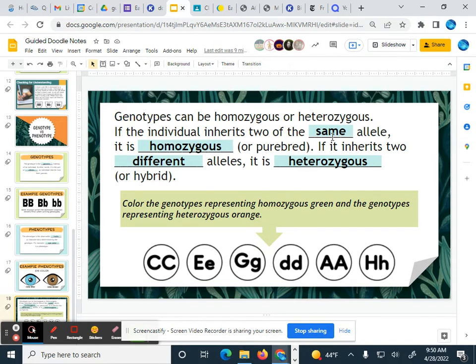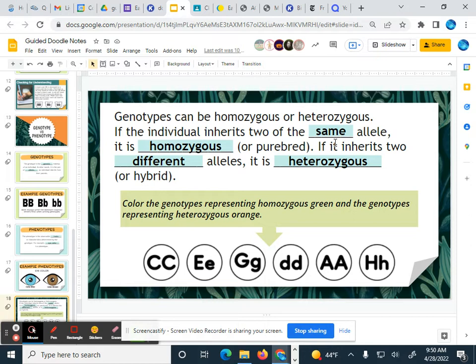If you have two of the same alleles, you are homozygous. The prefix homo means the same, like in homogenized. Homogenized milk. If you look at the milk container, it says homogenized vitamin D milk. That means the milk is mixed thoroughly. It's the same throughout, right? It doesn't settle out. Homozygous has the prefix homo, which means the same.